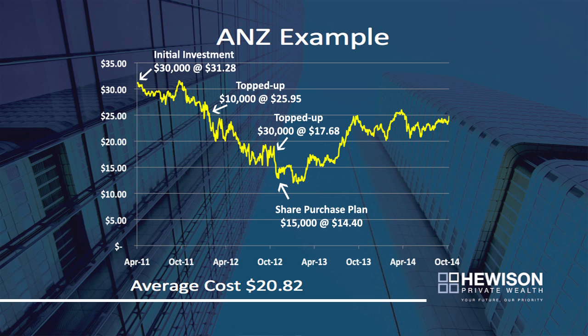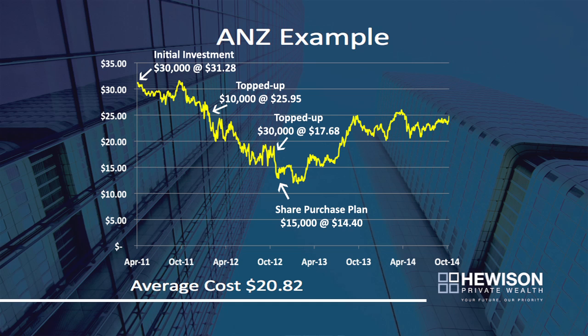In January 2008, another $10,000 was purchased at $25.95 per share. In October 2008, we suggested that this client purchase another $30,000 at $17.68 per share. And finally, in November 2008, ANZ put out a share purchase plan to the market, and we recommended that this client subscribe to their full allocation of $15,000 at $14.40 per share.